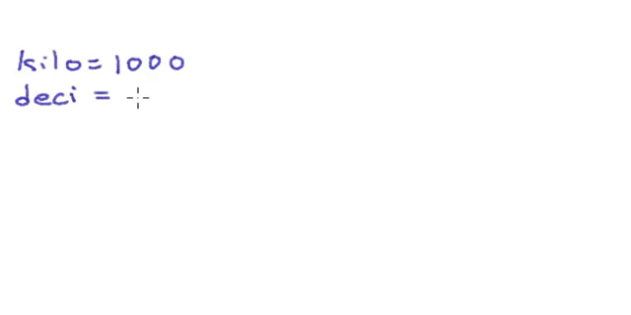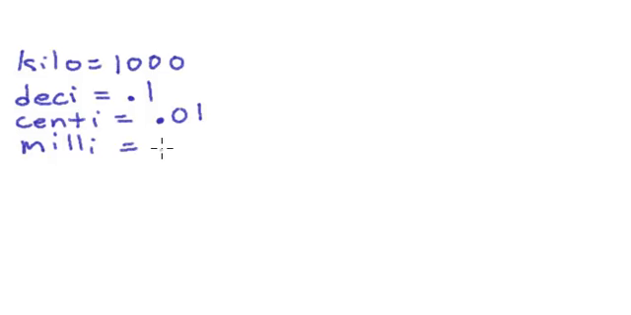Okay, so you have kilo, which equals 1,000. You have deci, which is 1/10, 0.1. You have centi, which is 1/100th, 0.01. And you have milli, which is 1/1000th, or 0.001. And then with the prefixes K, D, C, and M.